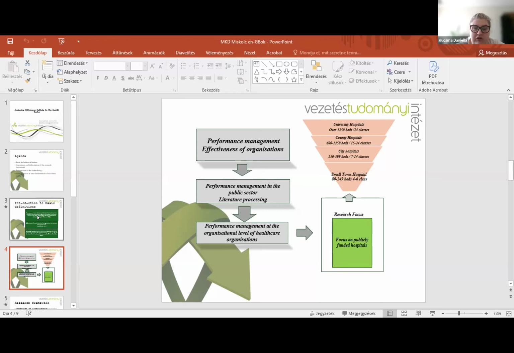The performance management at the organization level of healthcare organizations, and here is the pyramid, and the pyramid shows which types of hospital there are in Hungary. I chose the county hospitals because it was very good for me: there are many hospitals I can see, and of course I have many data.